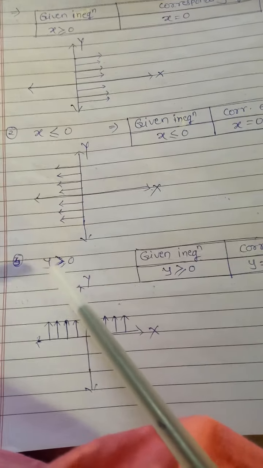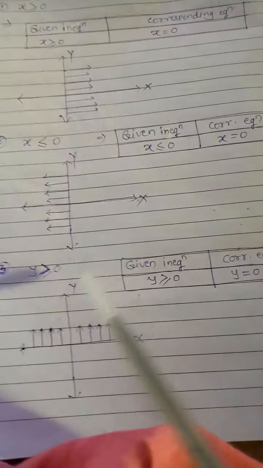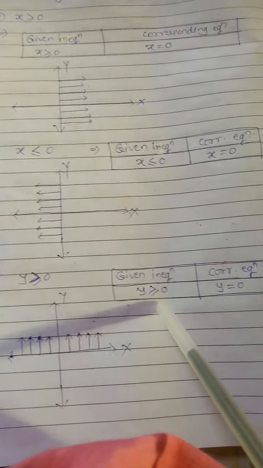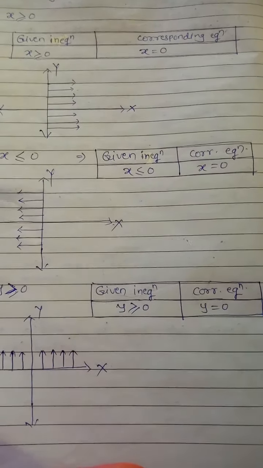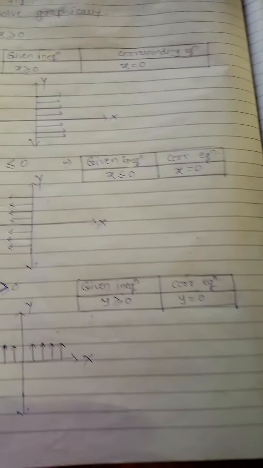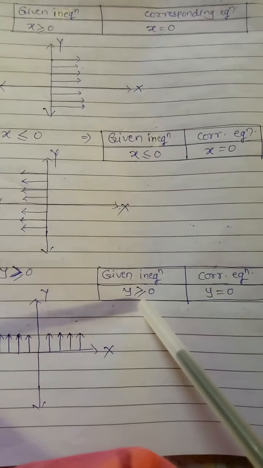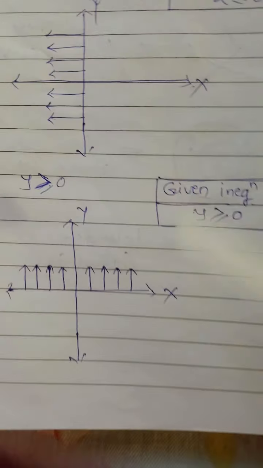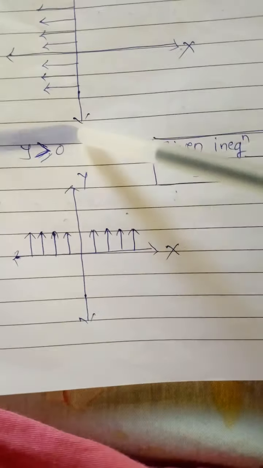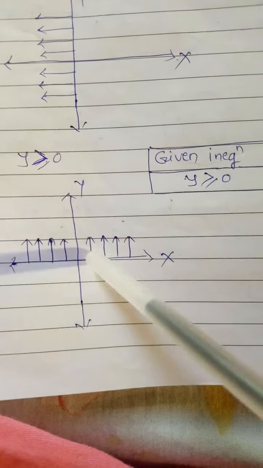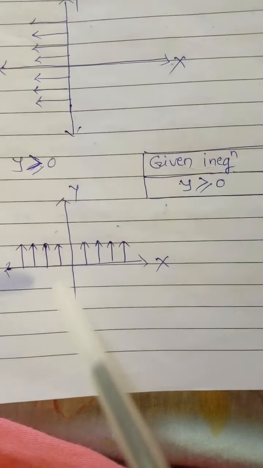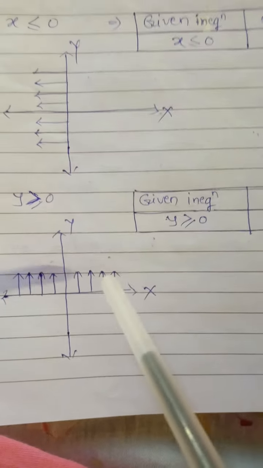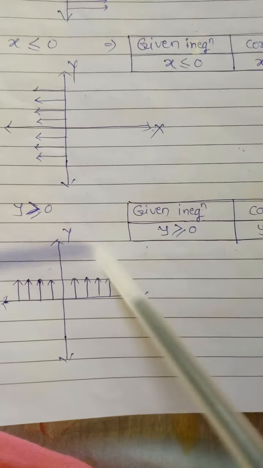Similar for the y. Again here y is greater than equals to 0. Given in equation is y is greater than equals to 0. You have to convert it into the corresponding equation, that is y is equals to 0. Now again see, y is greater than equals to 0. So all the values of y which are greater than 0 are on the upper side. So this upper side shows the values greater than 0 and the lower side shows the values less than 0. So you have to just put the arrow on the upper side.